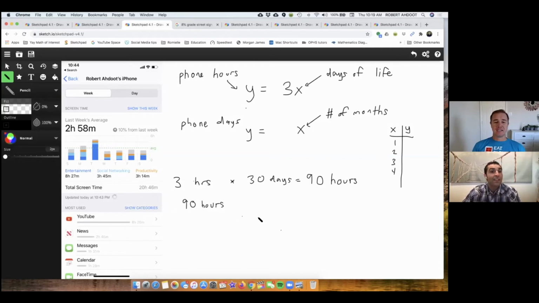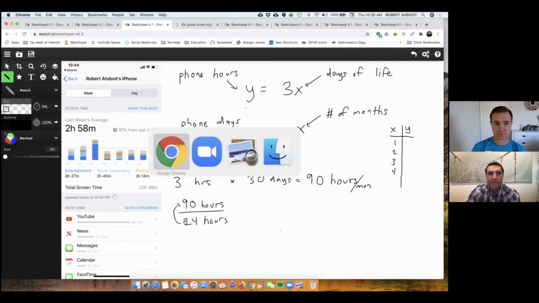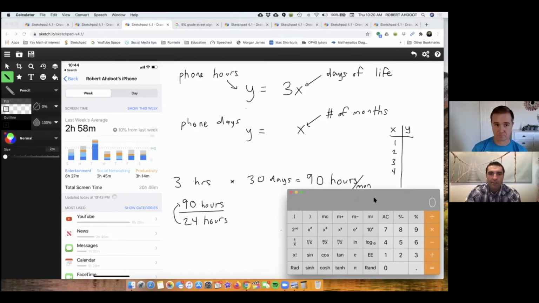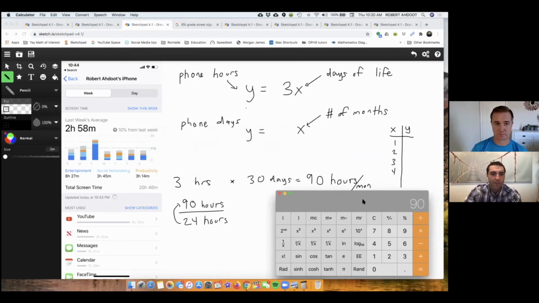So check it out. If we're doing 90 hours per month on the phone, and there are 24 hours in each day, we ask ourselves, how many 24-hour blocks can we fit inside here? How many 24s fit inside 90? Let's do it straight through the calculator. We've got 90 divided by 24. That would mean there are 3.75 24s hiding inside 90.